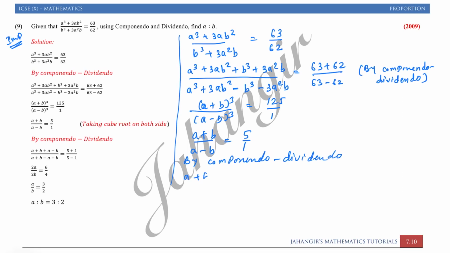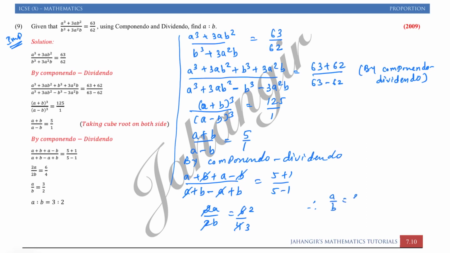You can write (a plus b plus a minus b) upon (a plus b minus a minus minus plus b) is equal to (5 plus 1) upon (5 minus 1). b and b will get cancelled, a and a will get cancelled. So a plus a is 2a upon 2b is equal to 6 upon 4. 2 and 2 will get cancelled, 3 twos are 6, 2 twos are 4. So I can write therefore a by b is equal to 2 by 3. So therefore a is to b is equal to 2 is to 3. Hope you understood this.